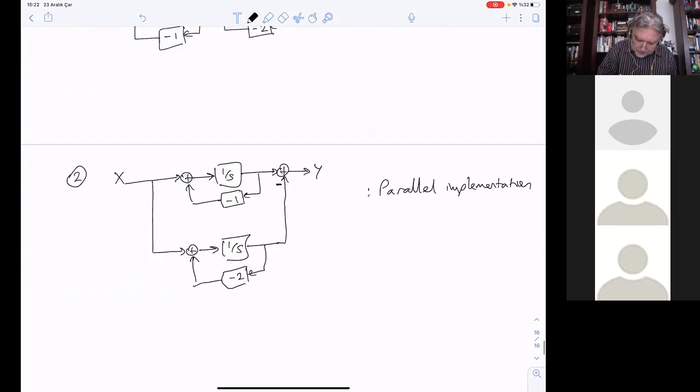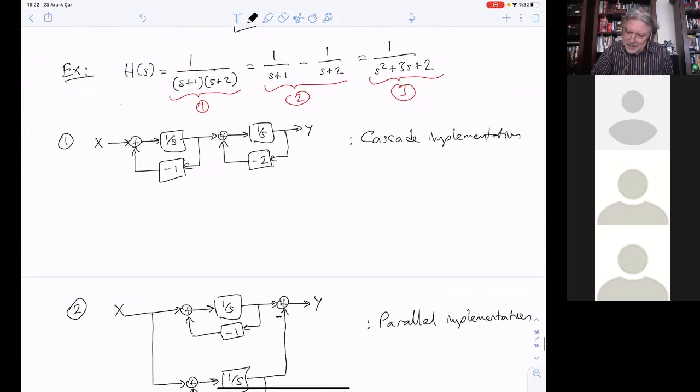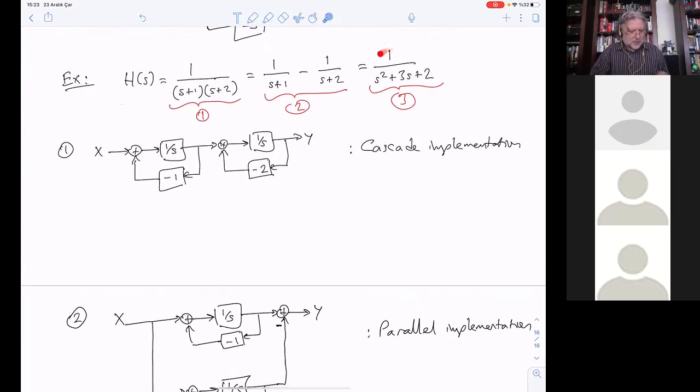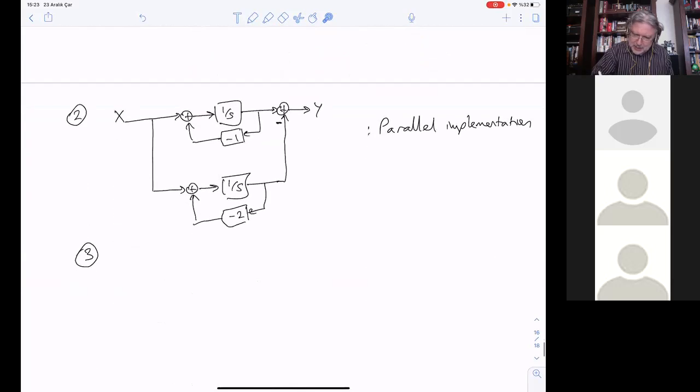Okay. And the third one, which is this. Now it looks a little bit complicated. I may want to copy the equation again to the new page because I don't want to scroll up and down all the time. So let me write the h of s again, so that I won't have to copy. That is 1 over s squared plus 3s plus 2. This was it.